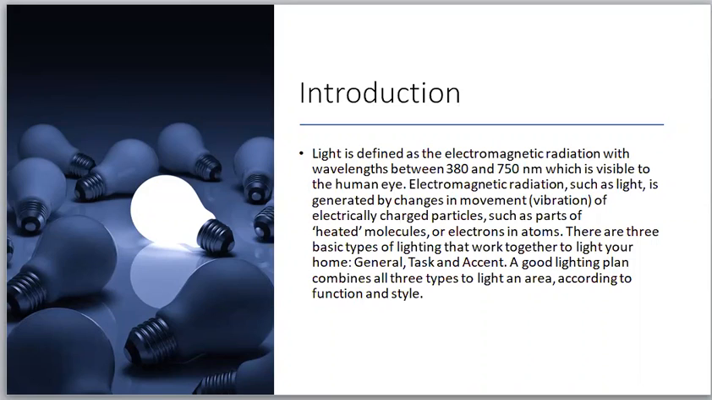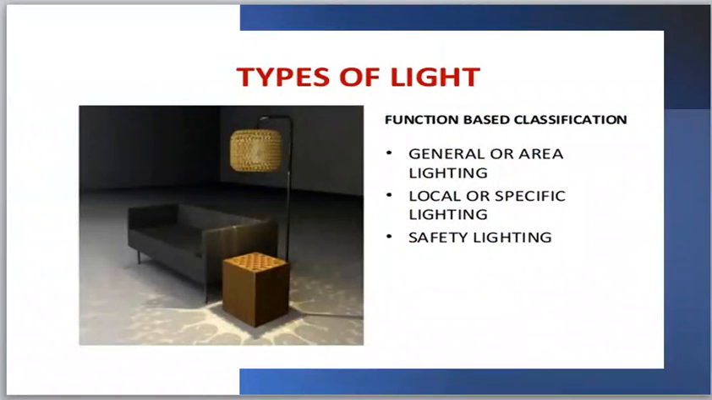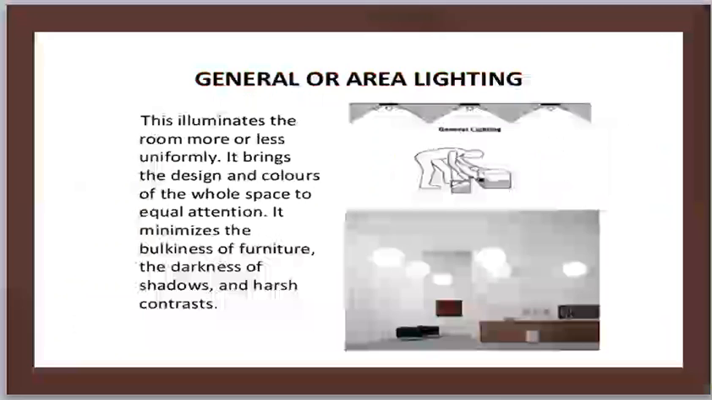There are three basic types of lighting that work together to light up your home or hotels. They are general, task, and accent. A good lighting plan combines all three types of light in an area according to the function and style. So the different types of light are classified function based. They are general or area lighting, local or specific lighting, and safety lighting.